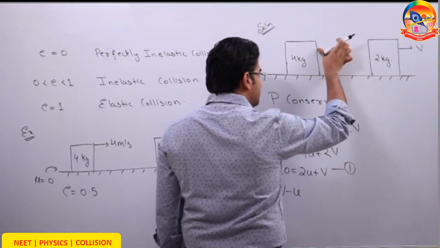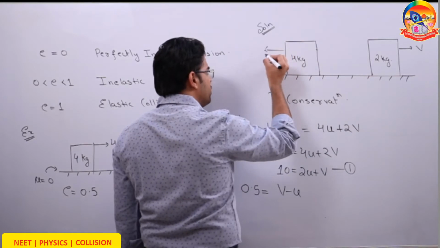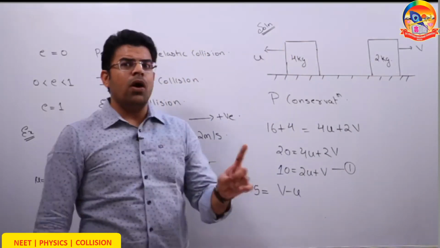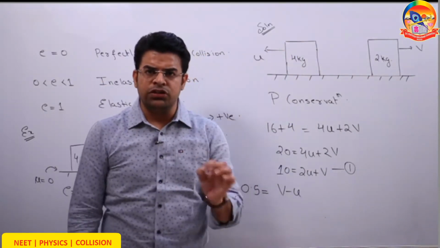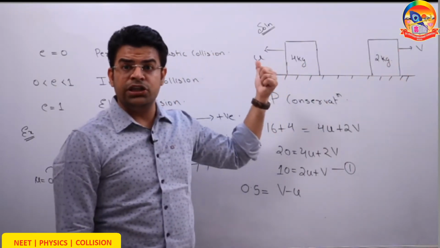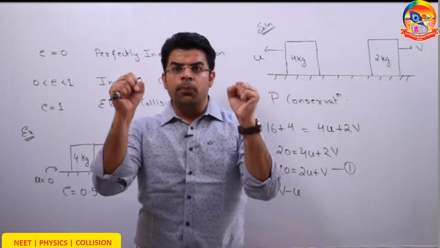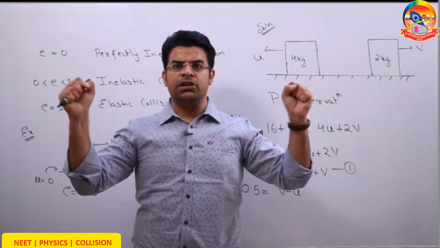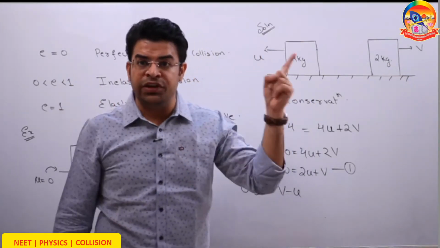Think that if this block of mass 4 kg had velocity u towards left, then how would I write the velocity of separation? I will say this velocity v is trying to increase the separation. This velocity u is trying to increase the separation. Both contribute to the increase of separation. Then I will write the velocity of separation as v plus u.